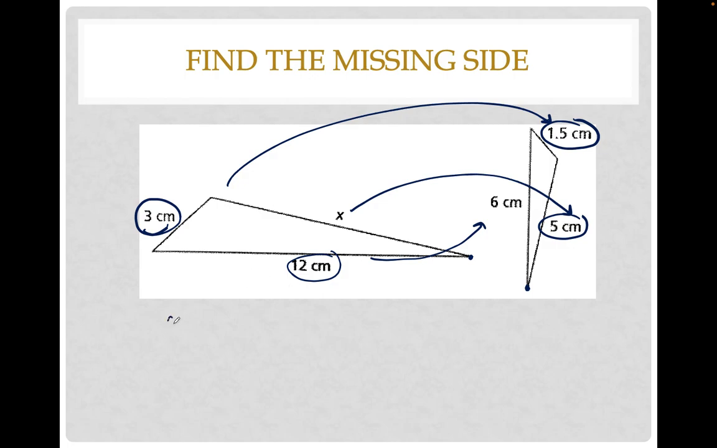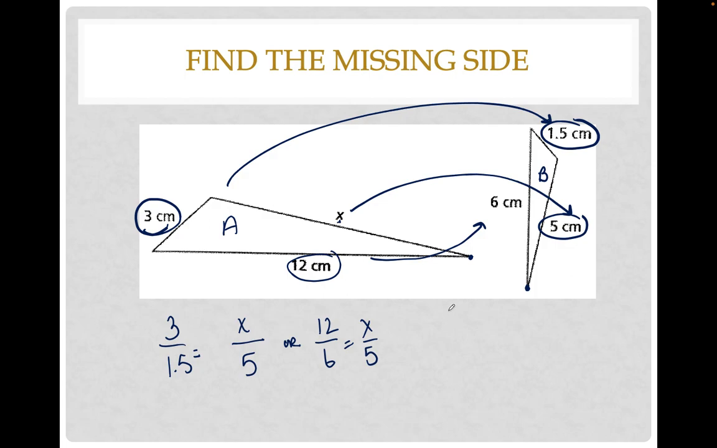So you can set up a proportion. We'll call this shape A again, the bigger one. 3 over 1.5 equals 12 over x, because x is our missing side, and that corresponds with 5. Again, instead of using 3 and 1.5, you could use 12 and 6 instead. But we do have to use the x and the 5 because that's the one that's missing. So either of those proportions will work.